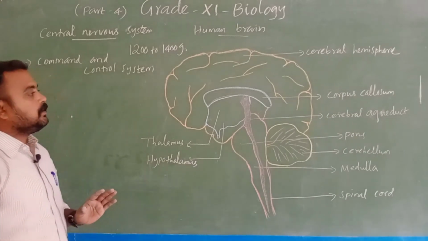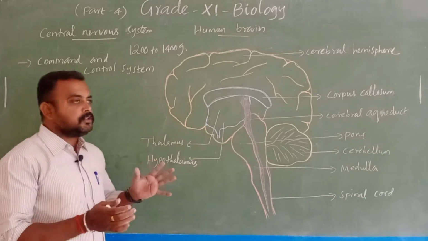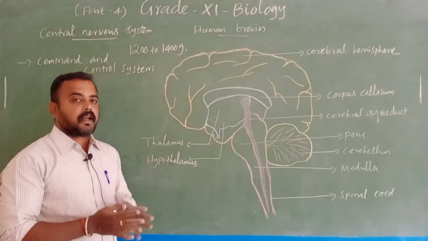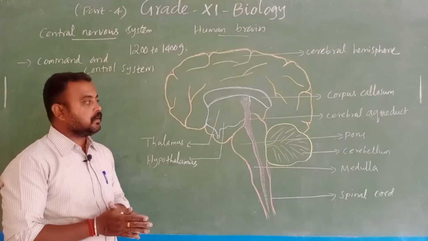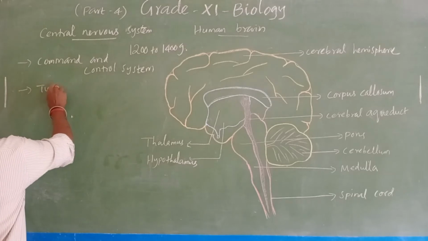The next one, the brain is divided into two hemispheres, the left and right hemisphere. Two hemispheres.